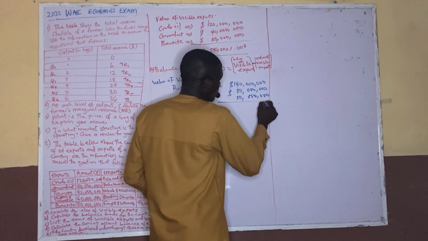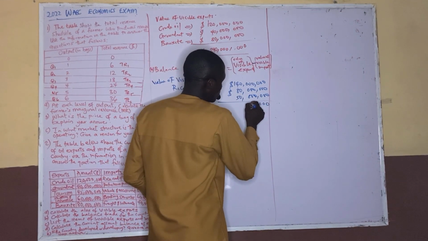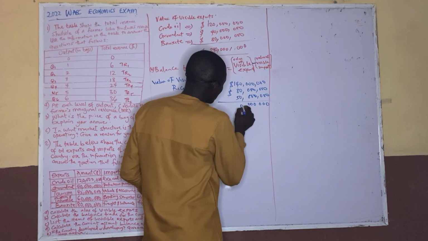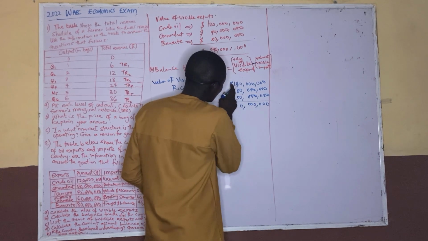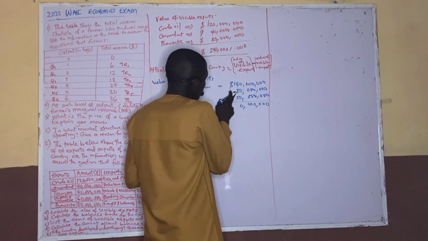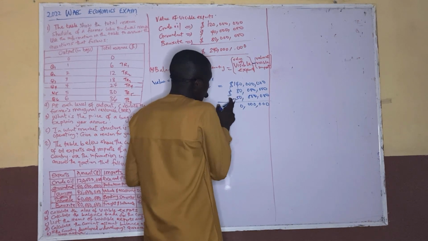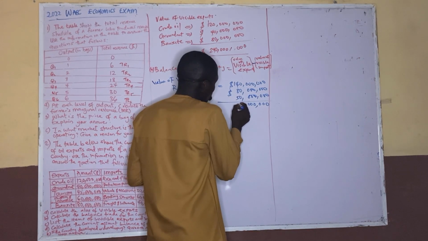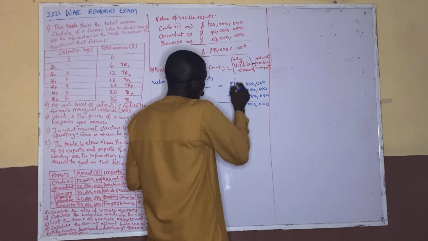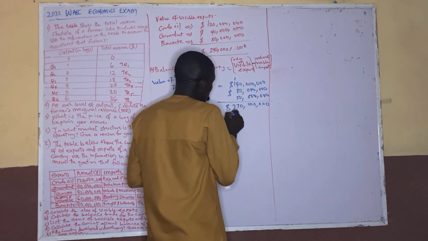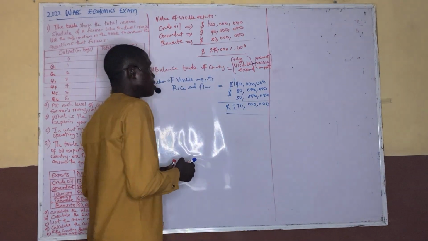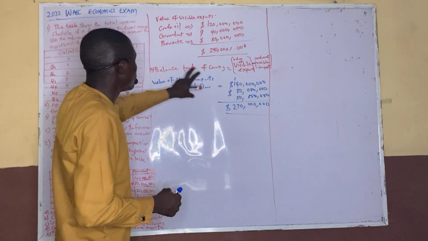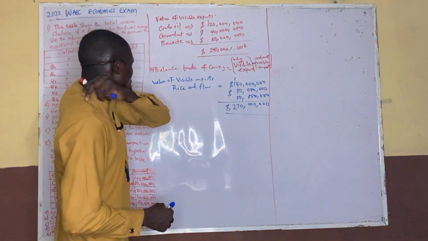We have 000 here, 000. So we can put a comma here. So 4 plus 8, we have 12. 12 plus 5, we have 17. Plus 1, we have 270 US dollars. So this is the value of feasible imports.